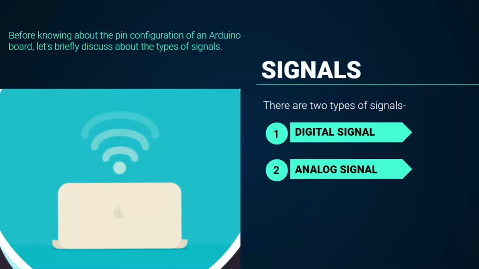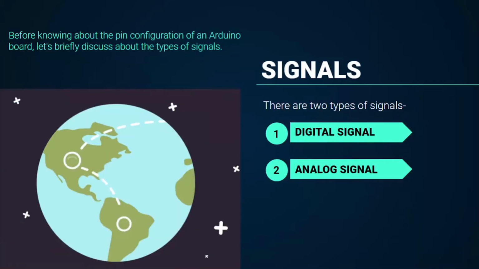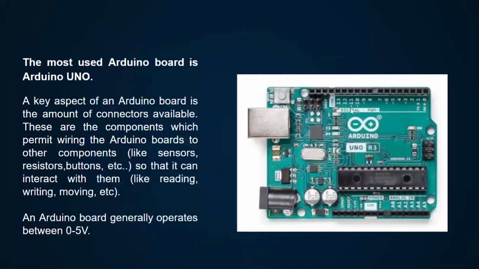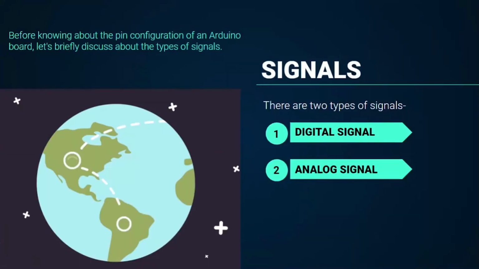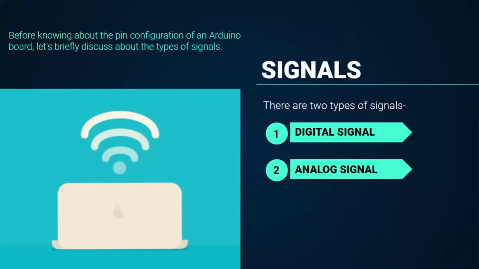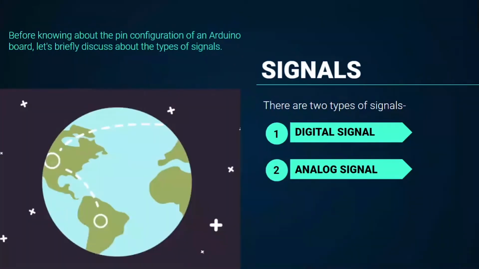Before discussing the pins, what are the pins? These are the pins. You can see the square boxes here. Before discussing these pins, we need to know about signals. There are two types of signals: digital signal and analog signal.